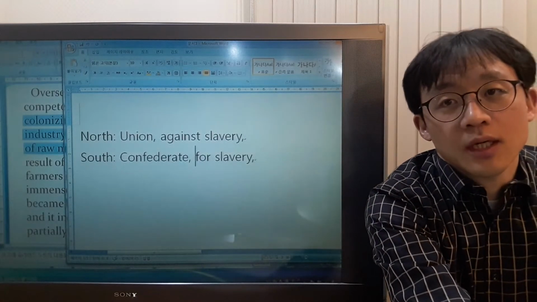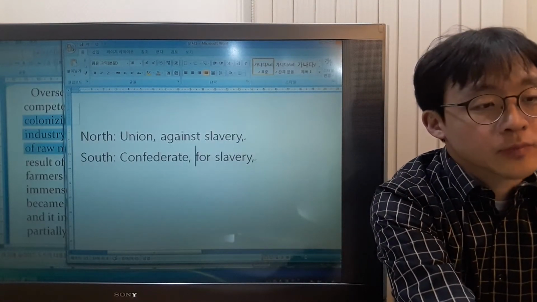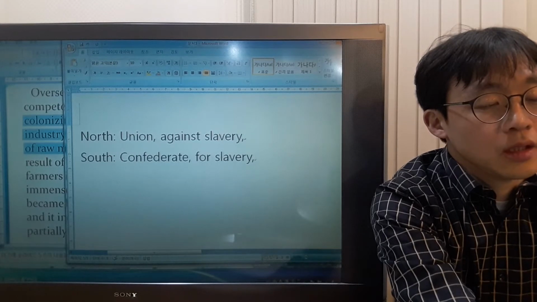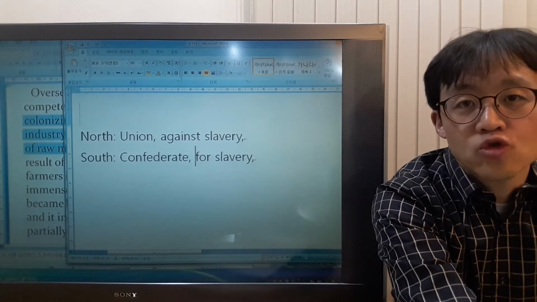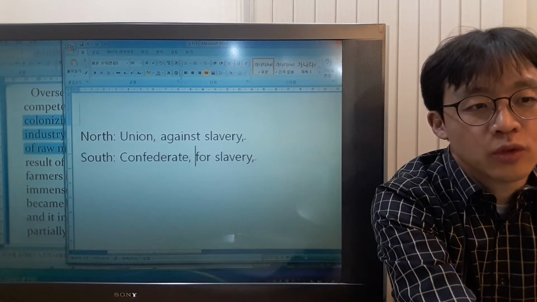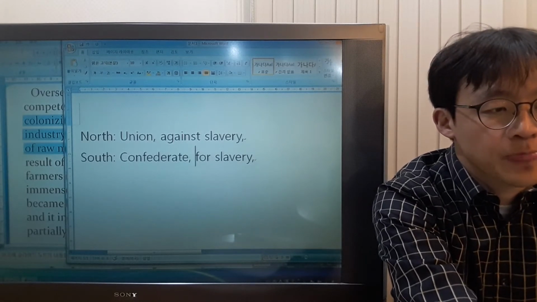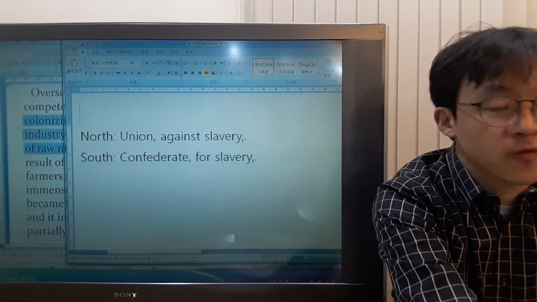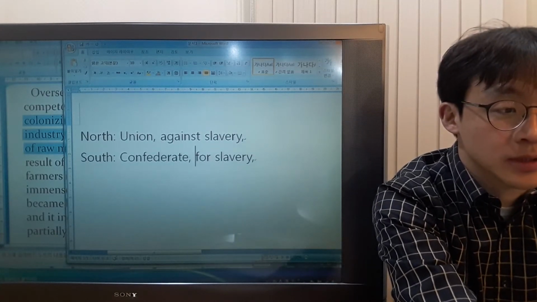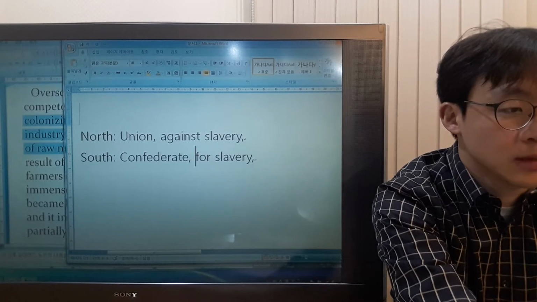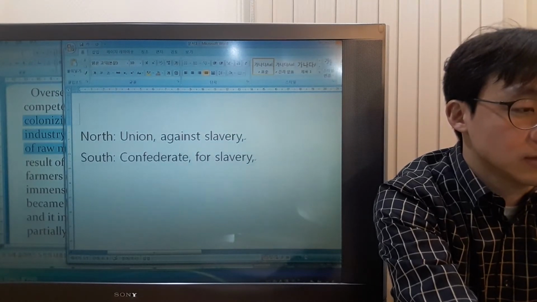What is a Confederate? An organization or a group having smaller groups or states forming it, for a political purpose or some other purpose. Okay.